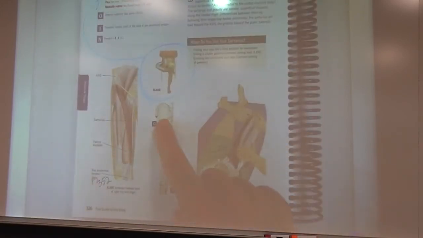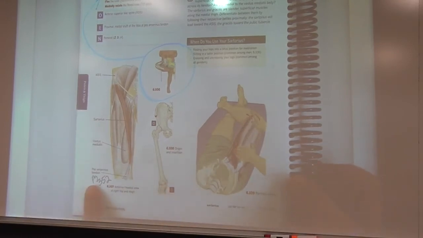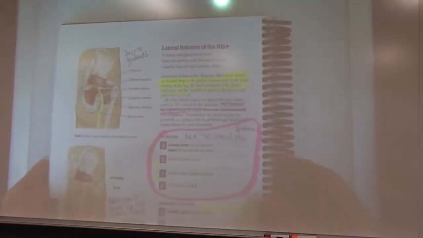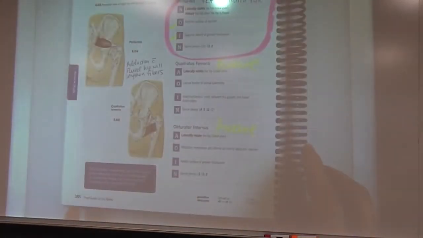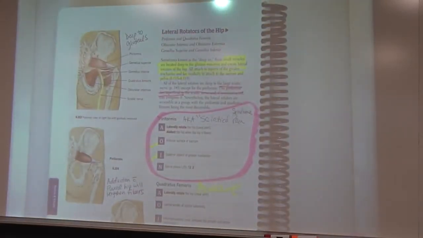So again, ASIS down to this pes anserinus attachment site, which is below the knee. Again, page 352 to look at that. We will talk about the actions again here shortly. Lateral rotators on page 328. And then I think we just have a couple muscles left after this.